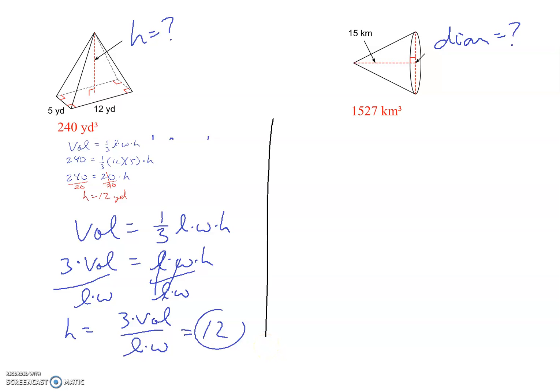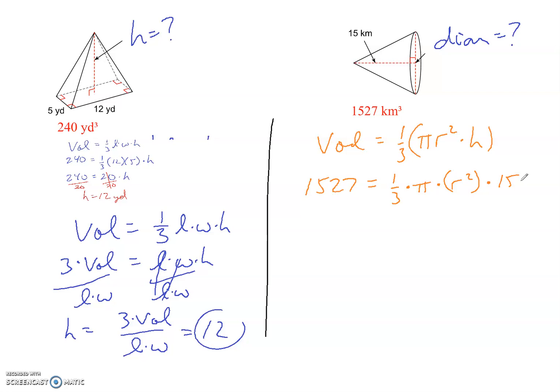So the formula for finding the volume of a cone, volume is going to be equal to 1/3 times pi r squared times the height of the actual cone itself. Okay, so again, we've got a bunch of the numbers. The radius is what we would be looking for in this case, so we can find the diameter, but we have everything else that we need. So the volume is 1527, and that is equal to 1/3 times pi, or 3.14, times the radius squared, times the height or length, which is 15.